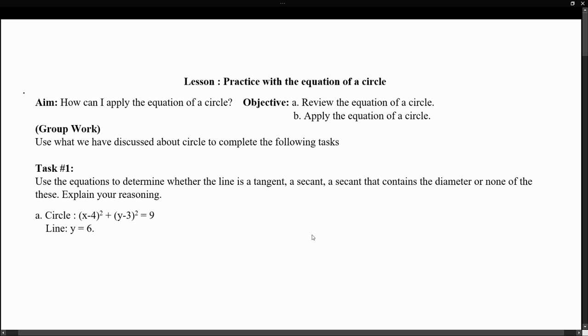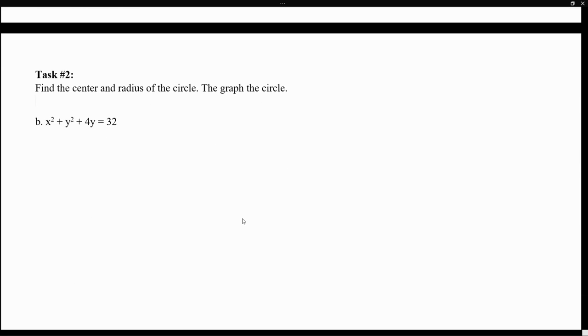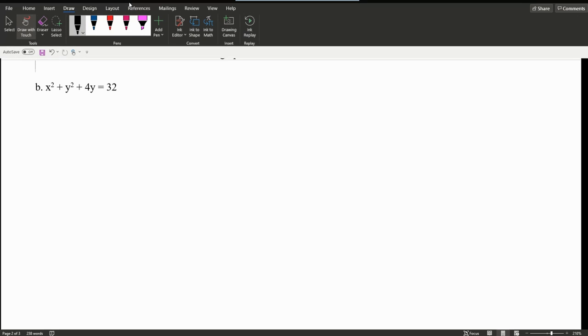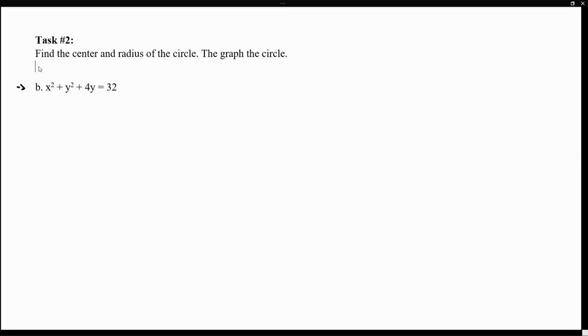In this lesson, I would like to discuss one example for practice with the equation of a circle lesson. The example that I want to discuss is under task number 2, question B, which states: find the center and radius of a circle and then graph the circle. So this is a typical problem of manipulating an equation so we can make it fit into the standard form of a circle.